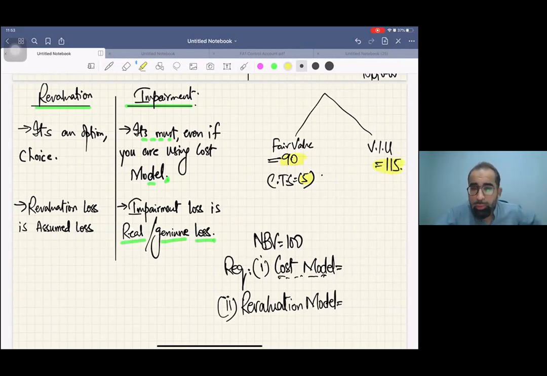Now, I'm giving you 30 seconds, I'll keep quiet. In cost model, at what value will you report this asset at year end? Come on, do it.